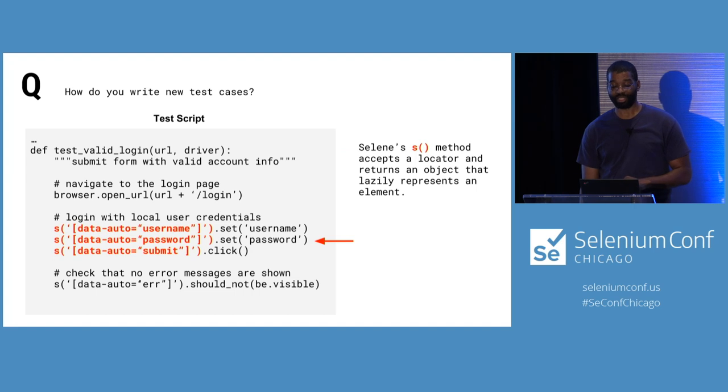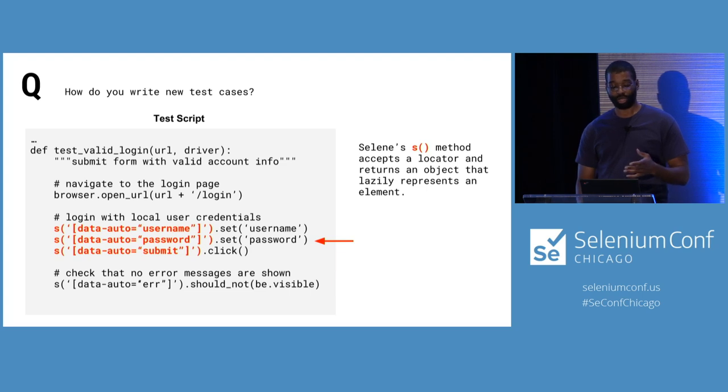Second thing to notice is that we have these S functions. And these are coming from the Selene library. The S function is similar to the Selenium find element by CSS selector, but it has one important difference, I would say.